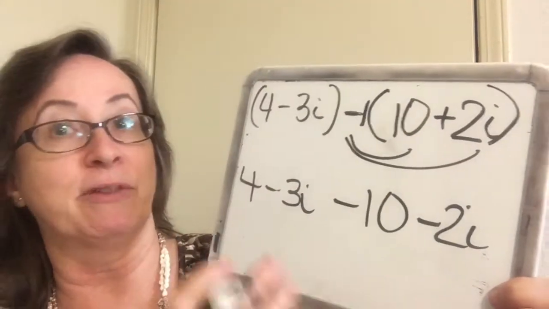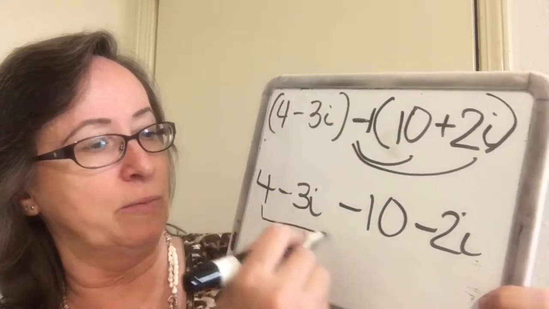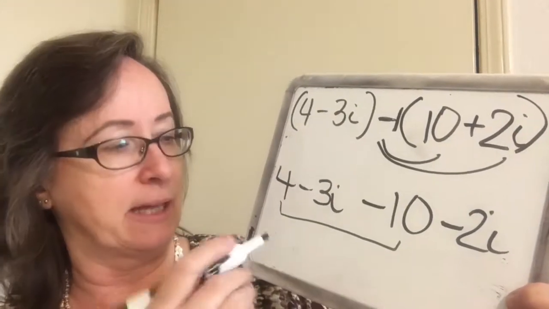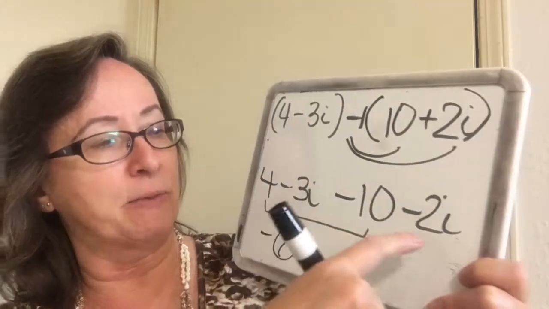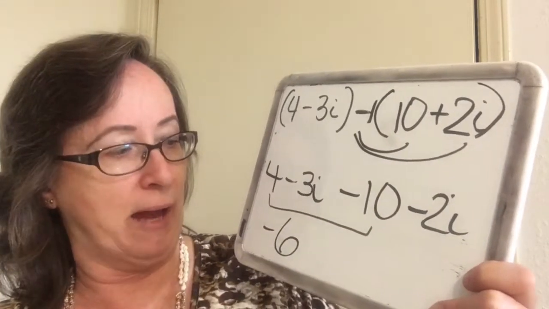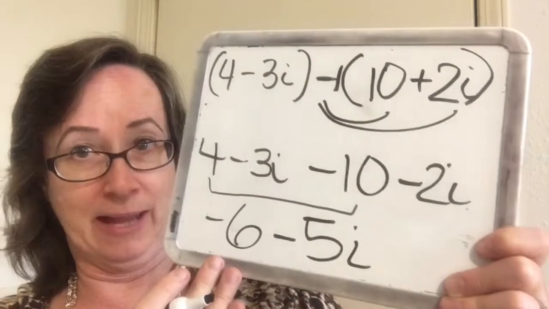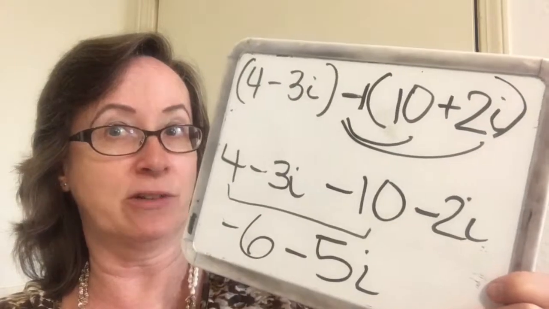So now that I have gotten the correct signs everywhere, I'm going to take my two real parts, a +4 and a -10, and add them together. And I'm going to get a -6. And I'm going to take a -3i and a -2i and add them together to get a -5i. I have my real part and my imaginary part in standard complex form.